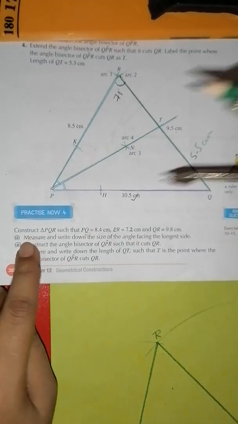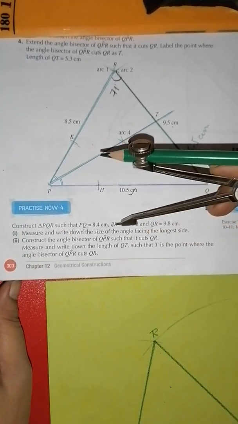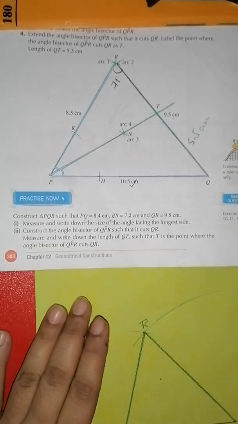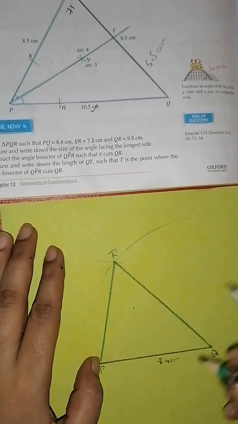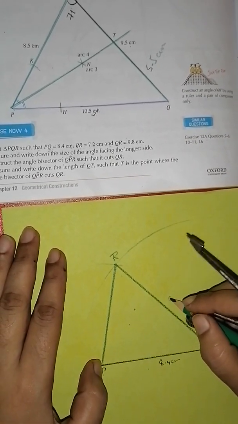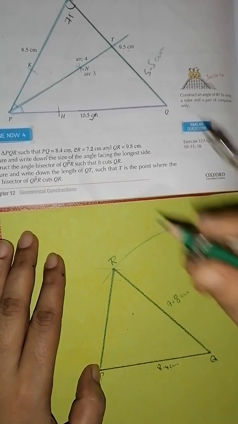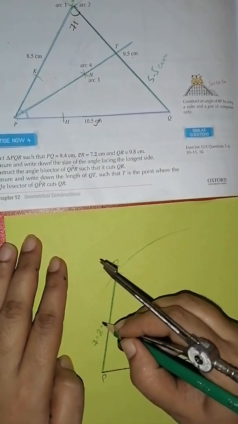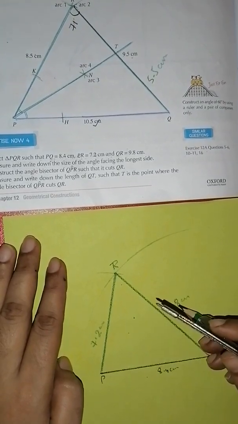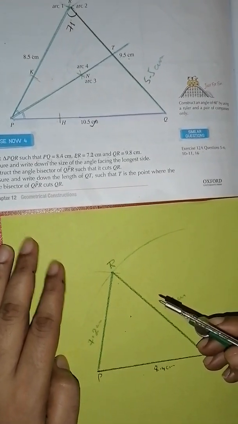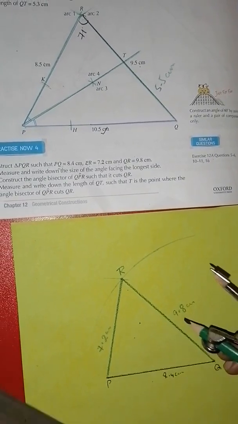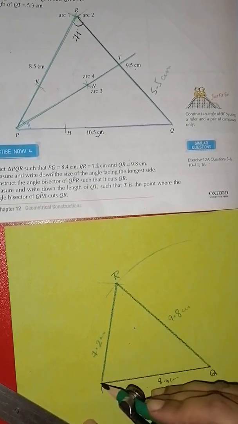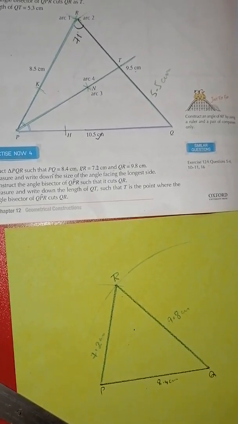Now see the first part. Measure and write down the size of the angle facing the longest side. See here, this is 8.4 centimeter. This is 9.8 centimeter. And this is 7.2 centimeter. So which is the longest side? 9.8 centimeter is the longest side, right? So we have to measure this angle because this angle is facing the longest side.